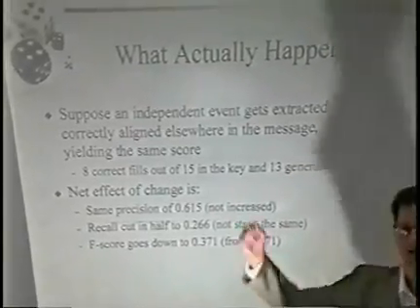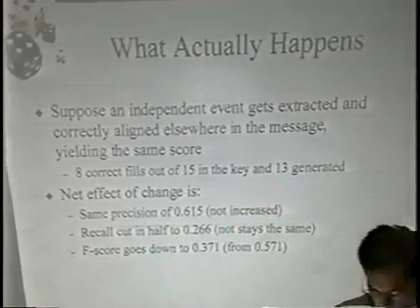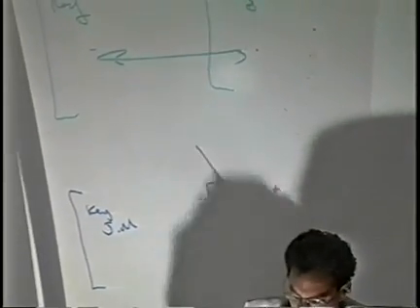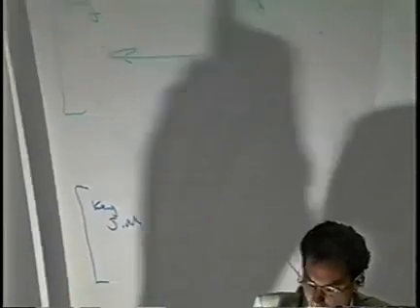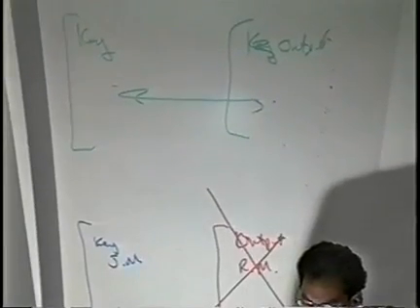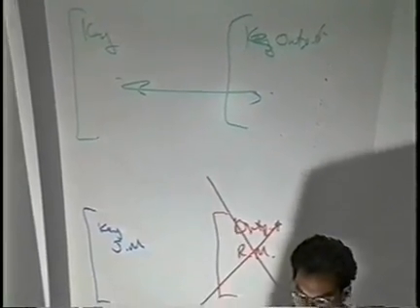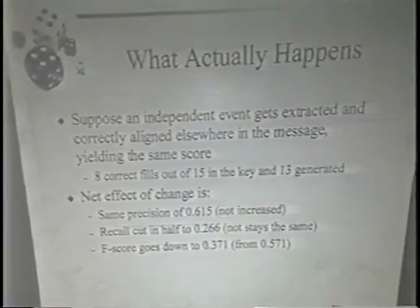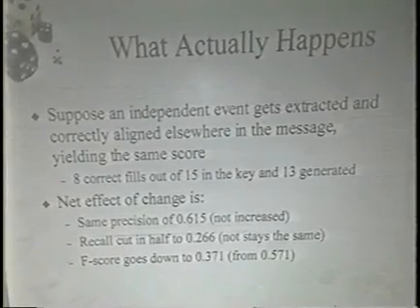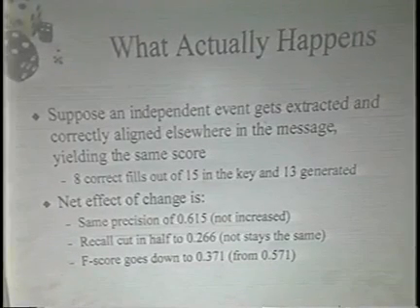What's going to happen if we get rid of this garbage event? So what we're doing now when we change our system is to get rid of this irrelevant garbage and keep everything else the same. So again, the recall should stay the same, but the precision should get better because we're not generating the garbage. But what actually happens is the precision stays the same, and the recall gets cut in half. And the F-score for the passage goes down by 0.2.